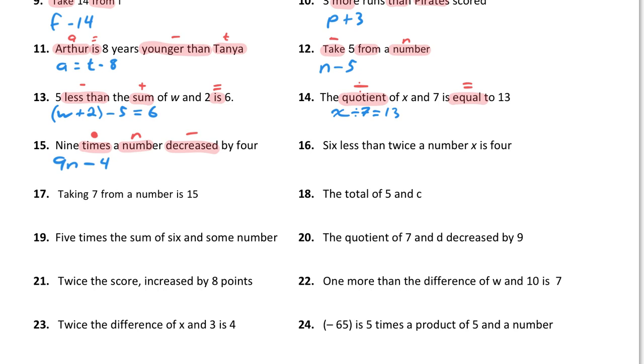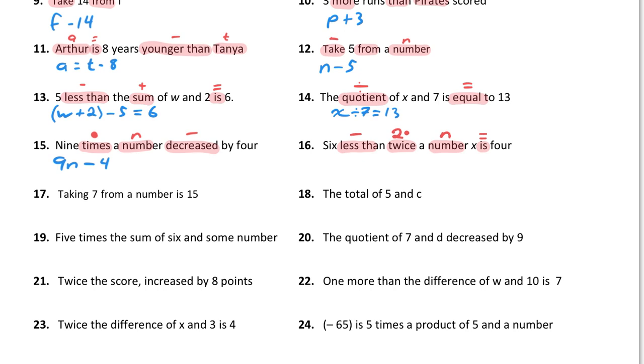For number 16, we have 6 less than twice a number is. Look at all those things that we have to change into math. Less than means subtraction. Twice means 2 times something. A number is n, and is equal. So let's put this all together, where we have 6 less than. We're going to put that after twice a number.